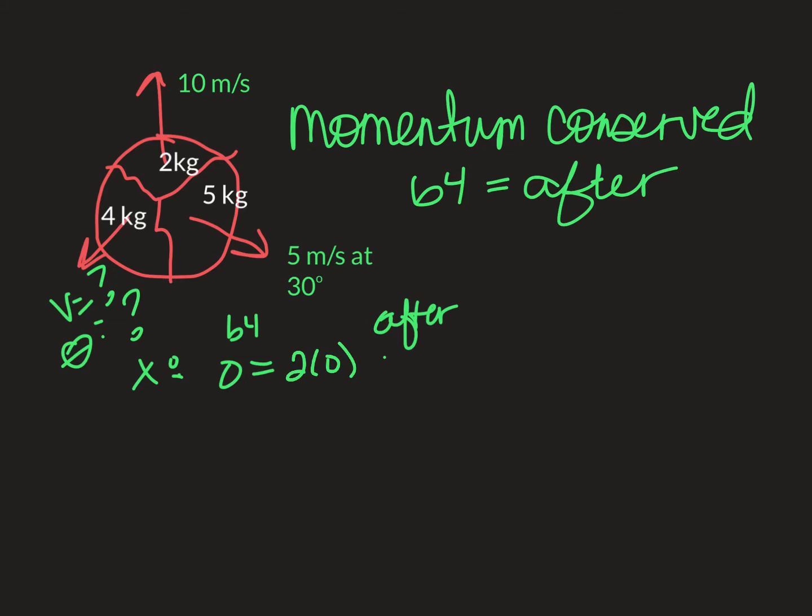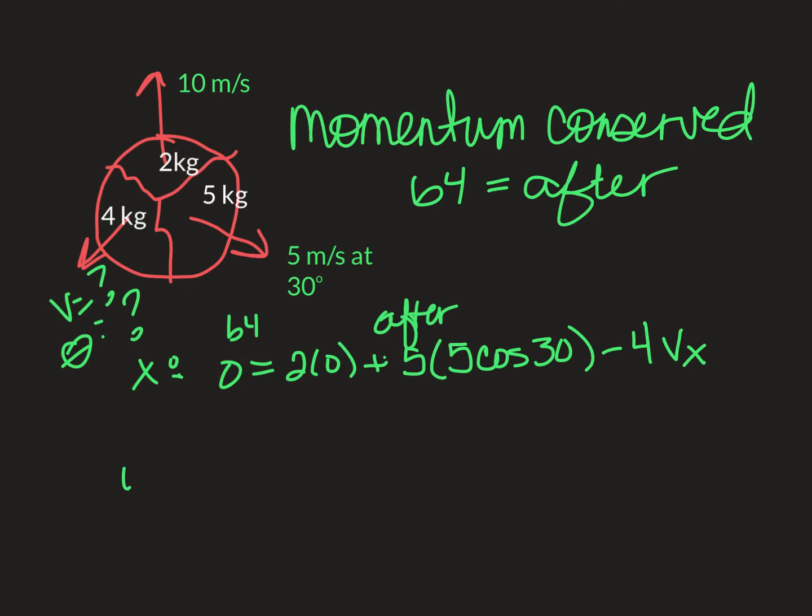And then we have this 5 kilogram piece. So we're going to add that 5 kilogram piece, and it's going at 5 meters per second, but it's going at 30 degrees. So not all of that 5 meters per second is totally in the X direction. We need to find its X component. So remember, that's cosine 30. And then our 4 kilogram piece is actually going in the opposite direction. So instead of adding it, what are we going to do? Yeah, we're going to subtract it. 4, and then we don't know that X velocity, so we're just going to call it Vx.